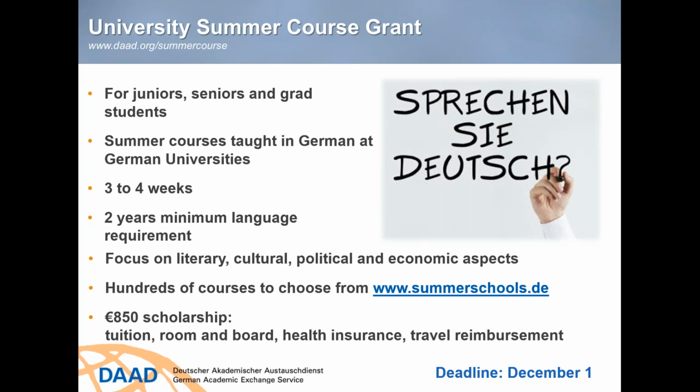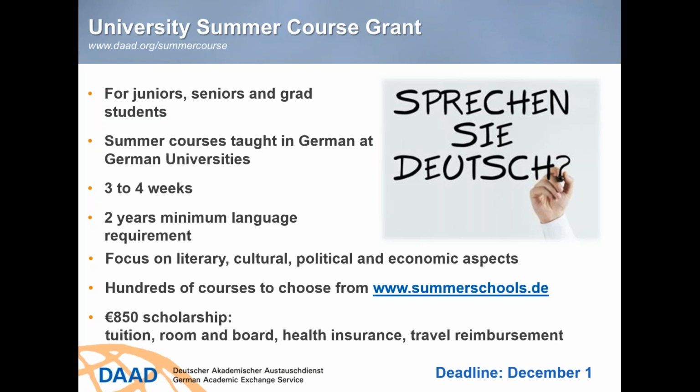We have 2 programs. The first is the University Summer Course Grant. This is aimed at undergraduate students and students in master's level programs. What it does is it provides a lump sum grant of 850 euros to help offset the costs associated with participating in a 3 or 4 week summer course offered by a German university. So these are summer courses taught in German at German universities.